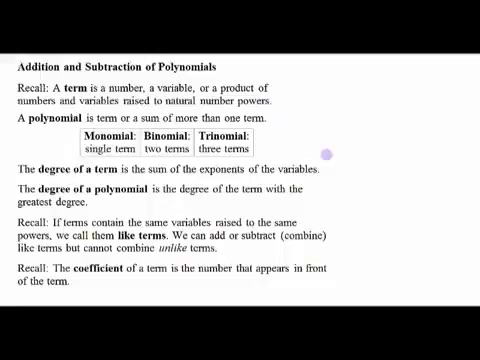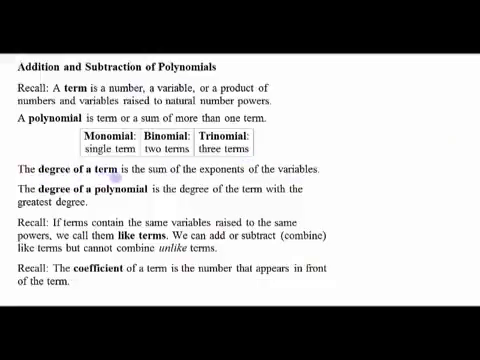natural number powers. Now a polynomial is a term or a sum of more than one term. We have special names for 3 of these polynomials that we use most often. If the polynomial is made of a single term, we call it a monomial. If the polynomial has 2 terms, we'll call it a binomial. And 3 terms, we call it a trinomial. After that, we give it the generic terminology of a polynomial.